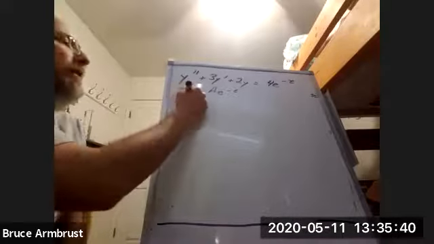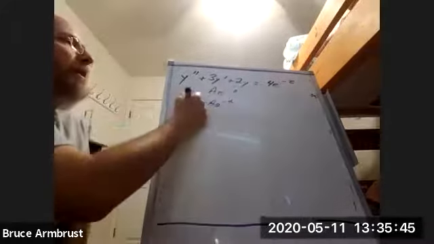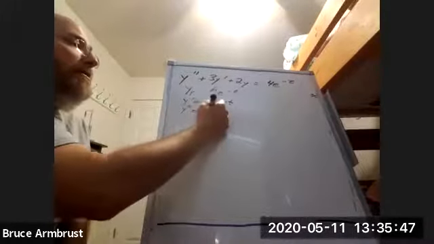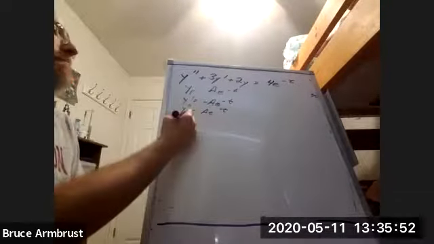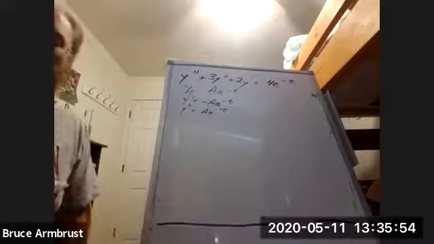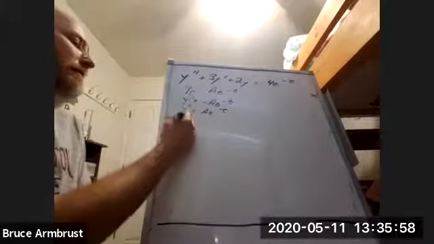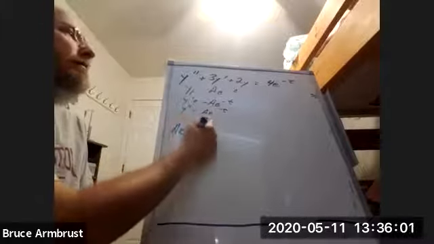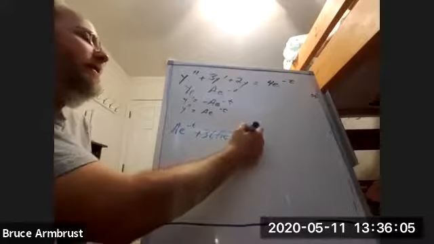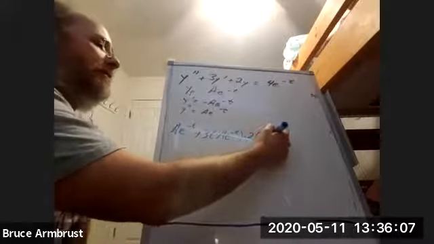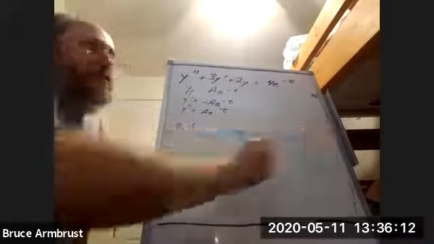So then y prime is going to be minus a e to the minus t. Y double prime is going to be plus a e to the minus t. So let's put those in. We're going to get a e to the minus t plus 3 times negative a e to the minus t plus 2 times a e to the minus t. And we need that to equal 4 e to the minus t.